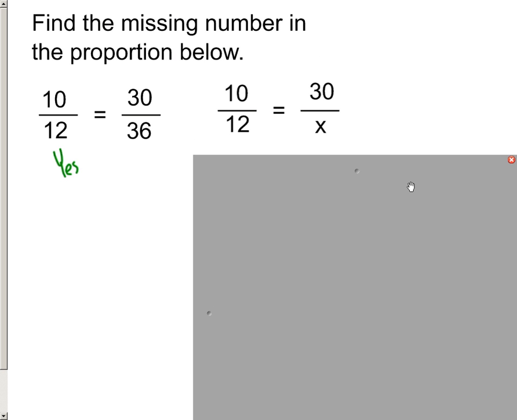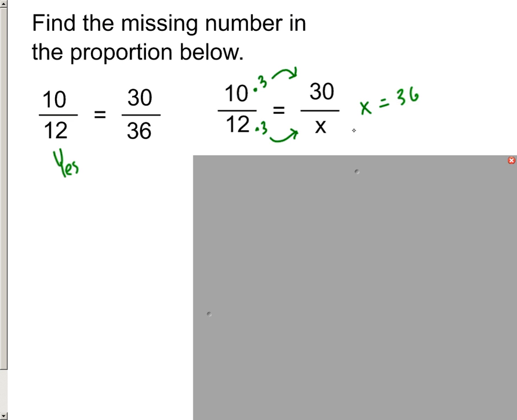But let's just say that we don't know one of the numbers. One of the numbers is missing below, but we have the other three. In this case, you've got two ways of doing it. For the easier ones like this one, you can say, well, 10 times 3 gets me 30, so I just need to multiply the bottom by 3. And 12 times 3 means that x equals 36. That's great for the easier ones.